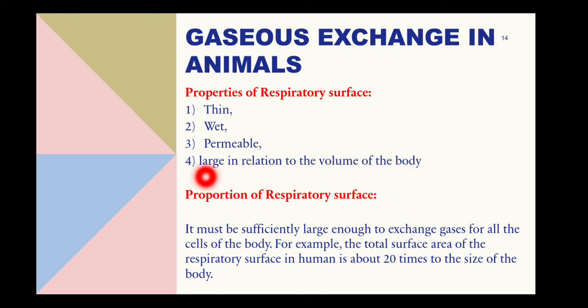If the surface area is not large, then the gas that the body needs would not be sufficient for the body. So the oxygen that is needed for respiration would be in a small quantity and it will not be enough for the body. Therefore, the surface area of the respiratory surface should be large. So the respiratory surface through which the gaseous exchange is taking place should be thin, wet, permeable, and it should be large.